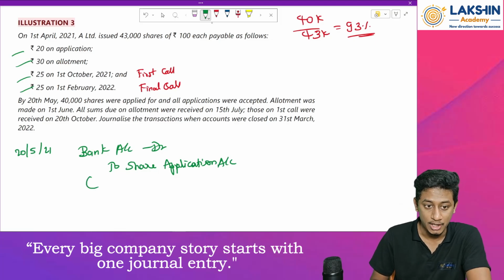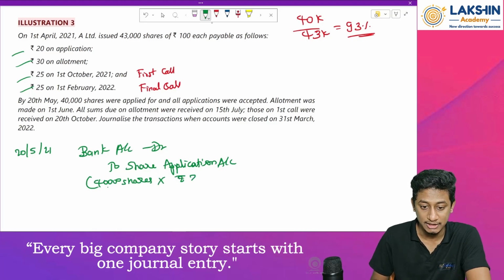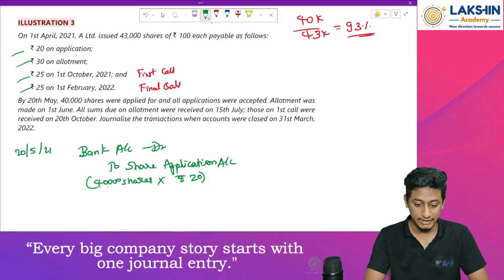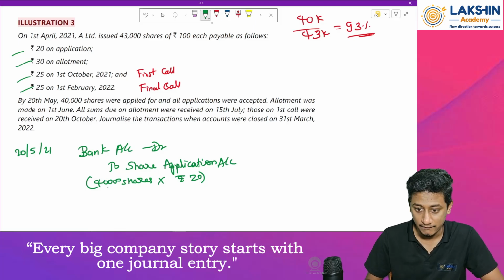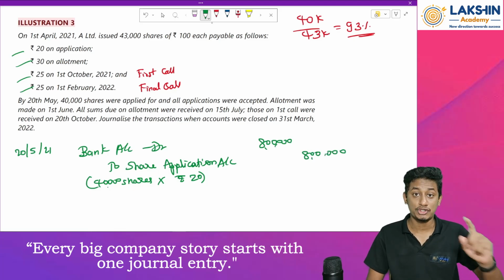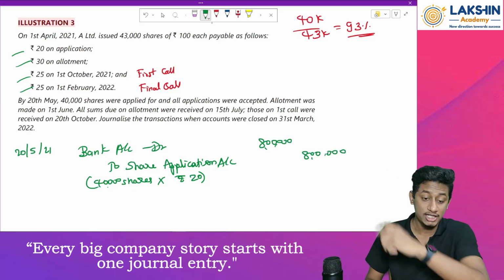Now what is the amount? How many shares were subscribed? 40,000 shares, into how much per application? Rupees 20, right? So 40,000 into 20 equals 8 lakh rupees. So we have received 8 lakh rupees on application. Once the application money is received, what should I do? I should transfer this money to the share capital.